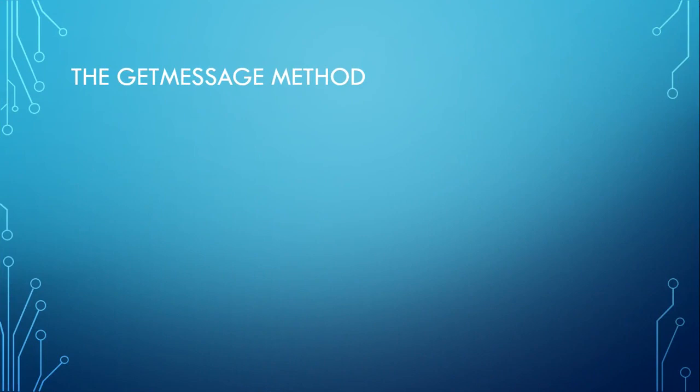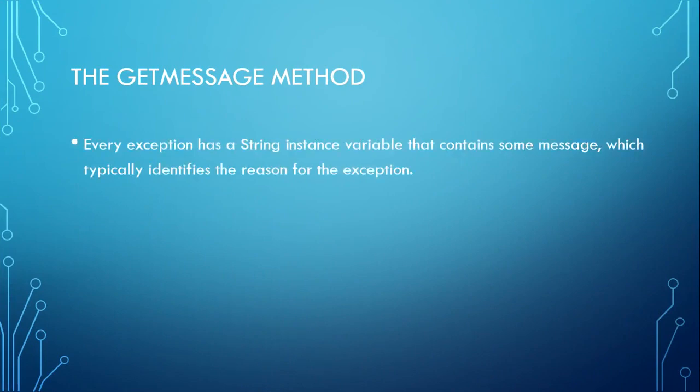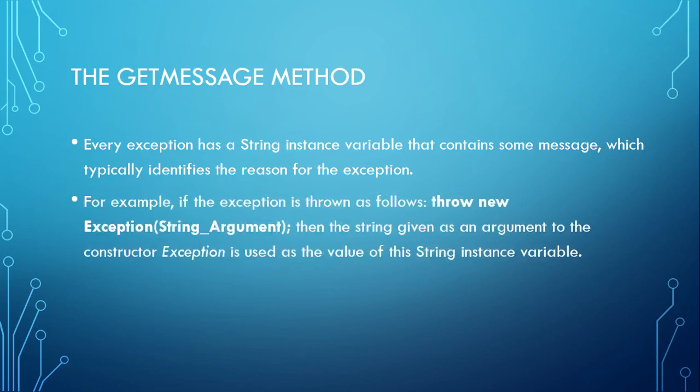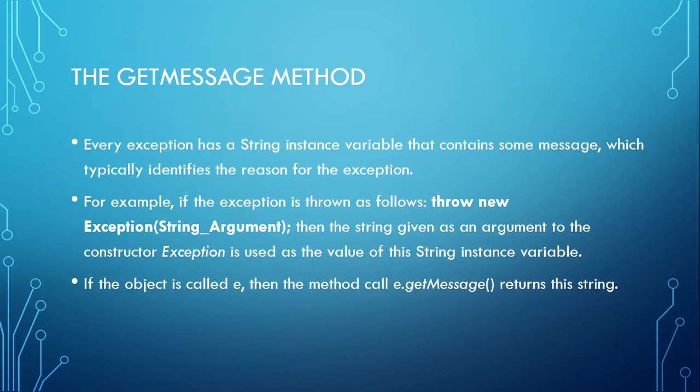Now, let's look at the getMessage method. Every exception has a string instance variable that contains some message, which typically identifies the reason for the exception. For example, if the exception is thrown as follows, throw new Exception string argument, then the string given as an argument to the constructor Exception is used as the value of the string instance variable. If the object is called e, then the method call e.getMessage returns the string.